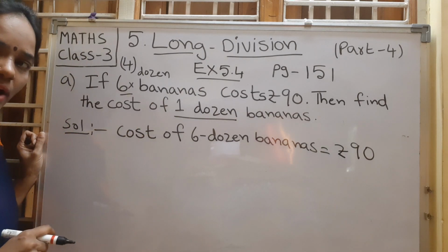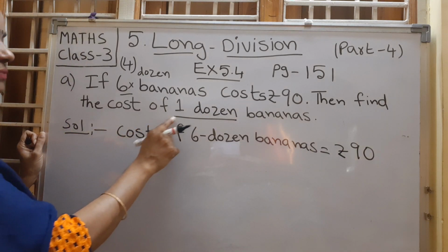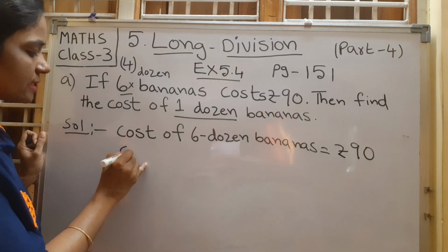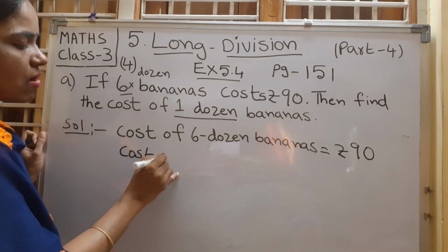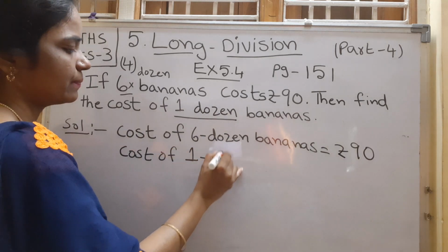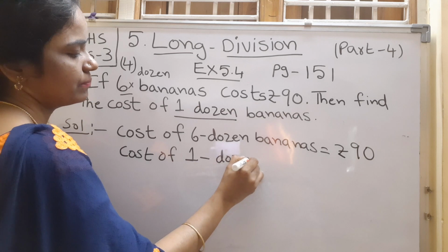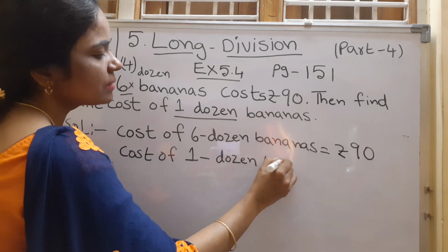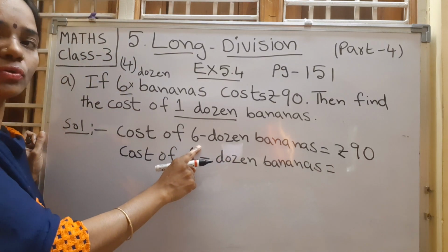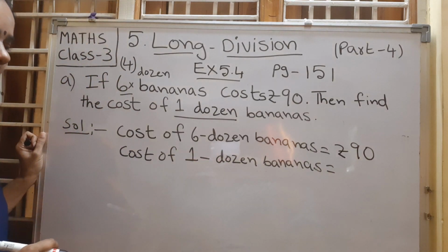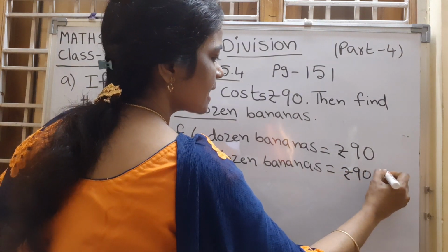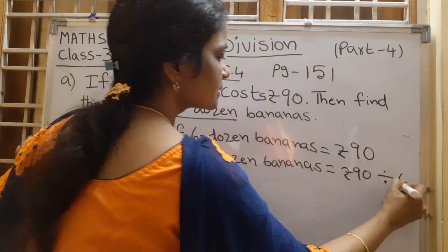Then what do we have to find? Very good. We have to find the cost of 1 dozen bananas. So the next statement is cost of 1 dozen bananas is equal to. Giving more and asking one means we have to take division. So now take division to get the answer, that is 90 rupees divided by 6.